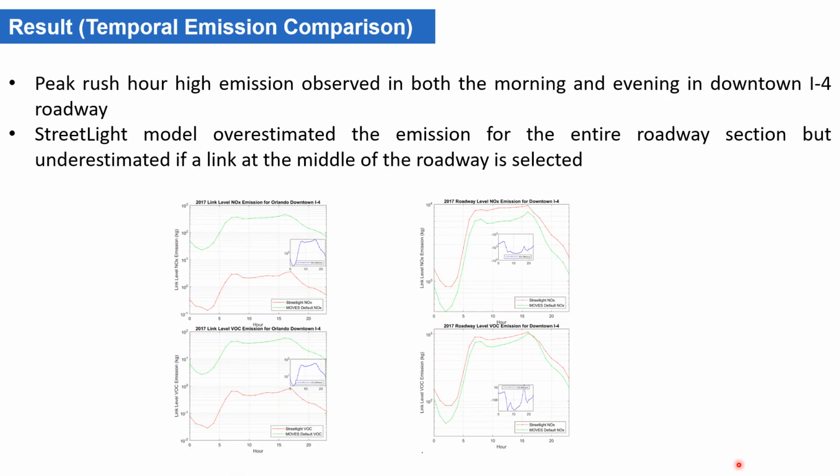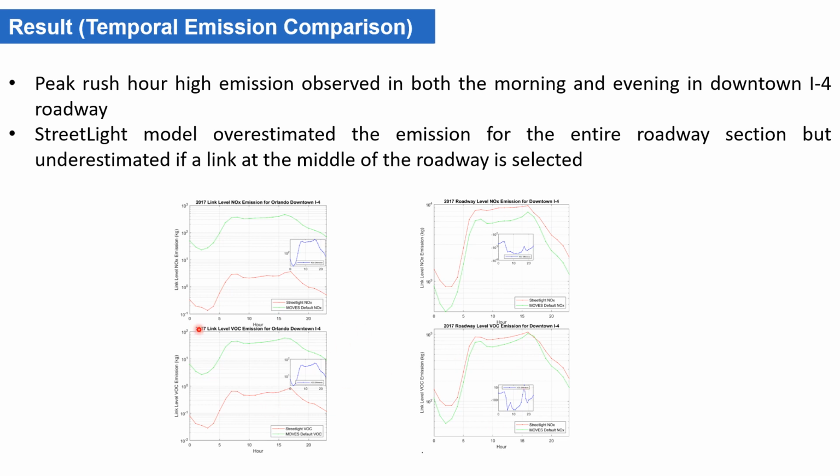Orlando downtown I-4 is one of the busiest roadway sections in Central Florida, with a distinct morning and evening peak visible. We can see distinct morning and evening traffic peaks and emission peaks for both the streetlight and MOVES default model. The streetlight model results are in red, and MOVES default NOx and VOC model results are in green.